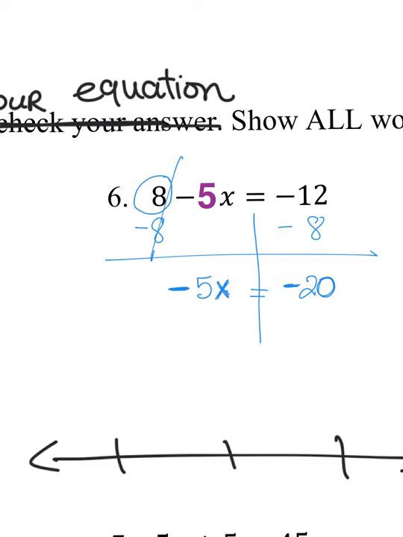Alright, negative 5 times x. So what is the inverse of multiplication? Division. What do you need to divide it by? Negative 5. Make sure you divide by negative 5 on both sides. So you're going to be left with x equal to negative divided by negative, which is positive. So the answer is positive 4. So what is the number that is greater than 4? What is the number less than 4? You're going to circle your answer right here.